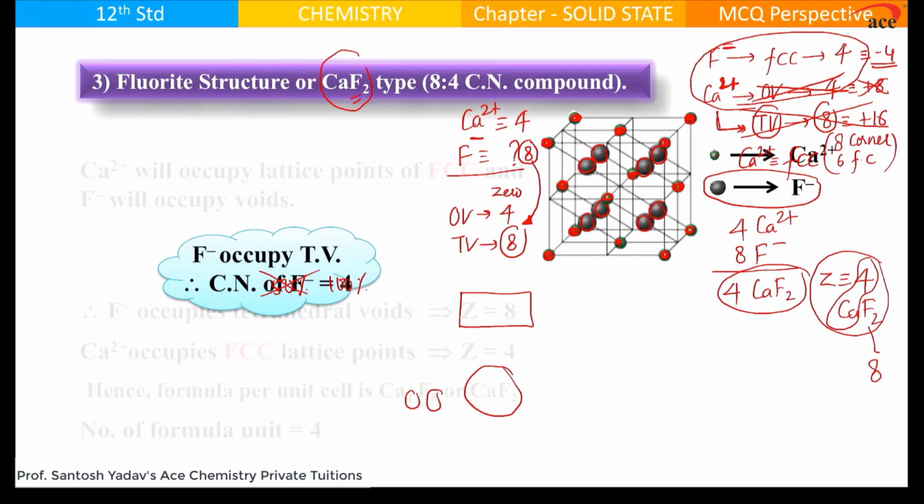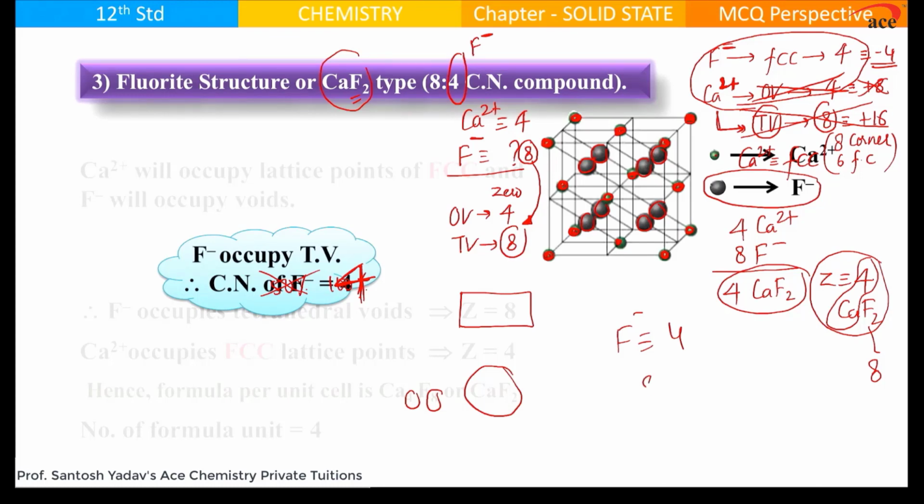occupies tetrahedral void and therefore coordination number will be what? Coordination number will be 4. So coordination number for any tetrahedral void is 4. So coordination number for fluoride is 4. So you are able to understand the next number is for fluoride. Second number is always for anion.